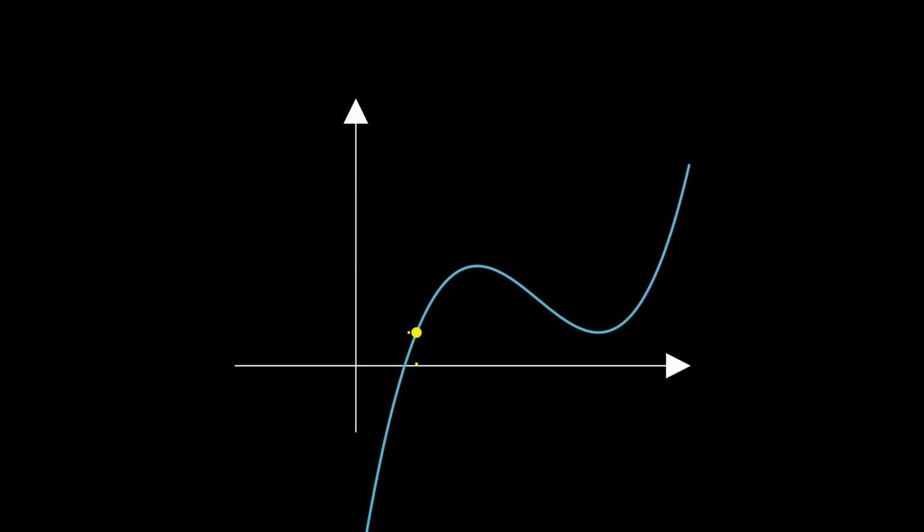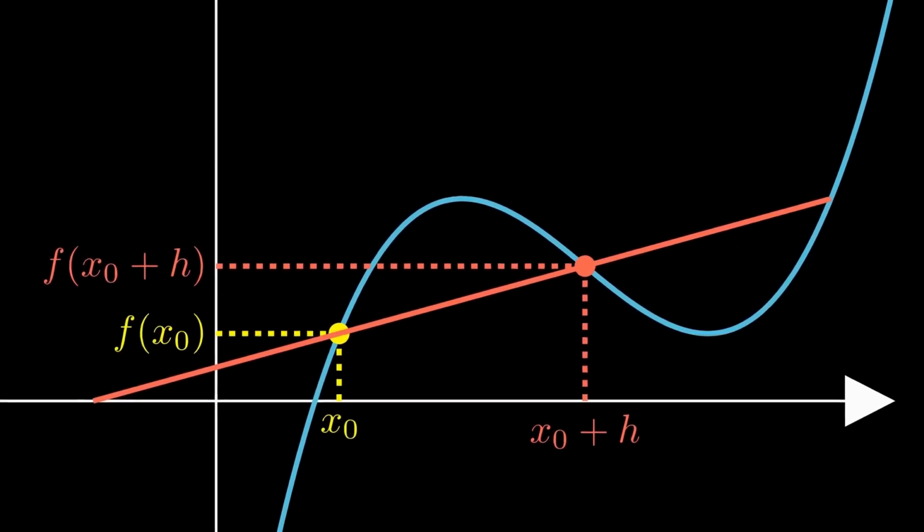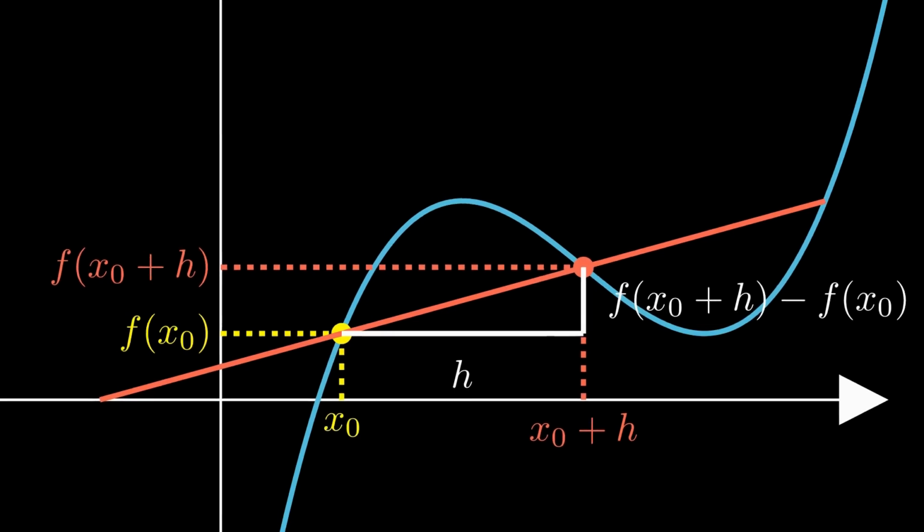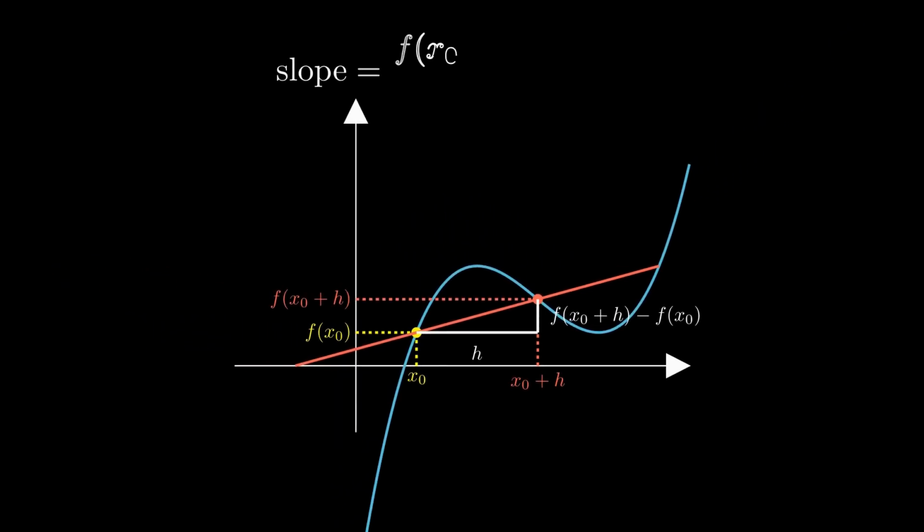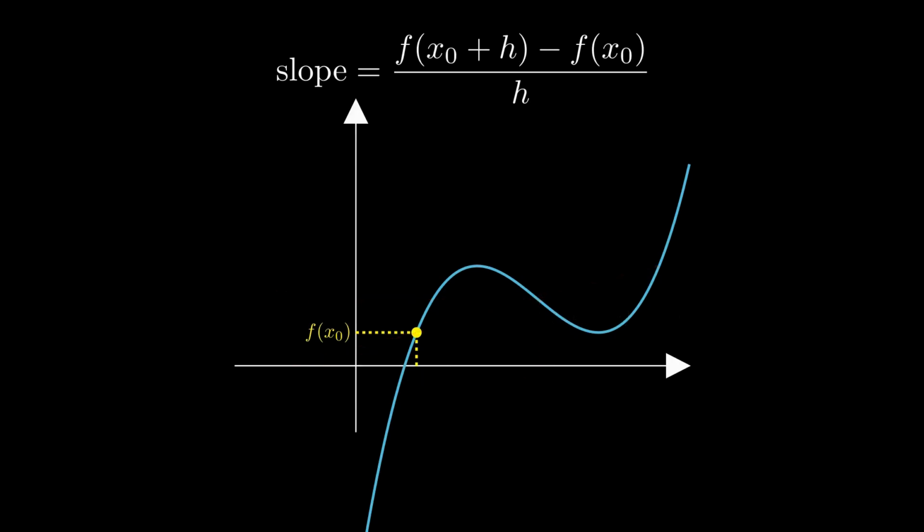We fix a point x naught and pick another point just to the right. Let's say x naught plus h, where h is positive. We draw the secant line that connects these 2 points. Its slope is, but hold on, that's not the slope of the tangent line.